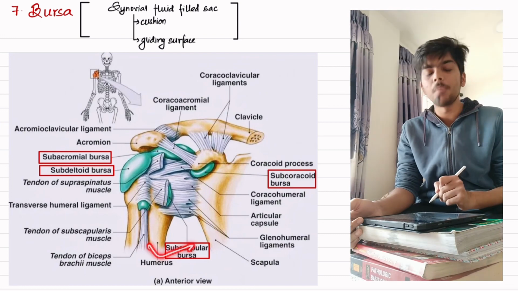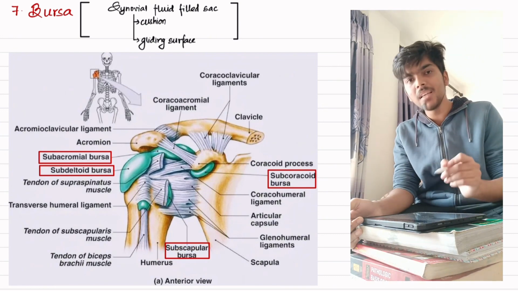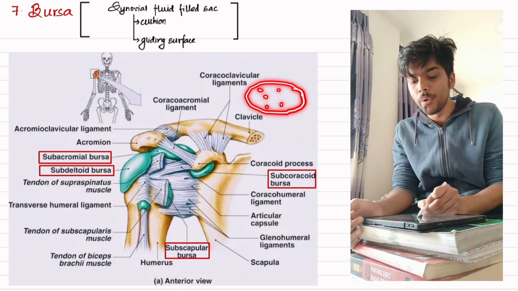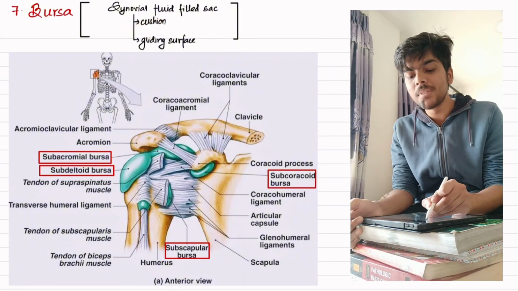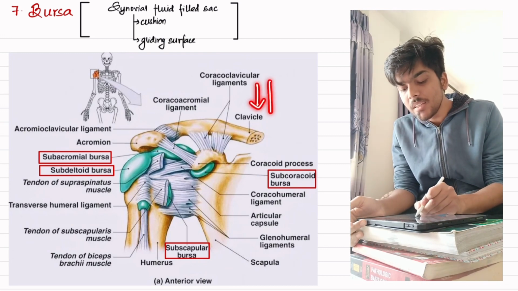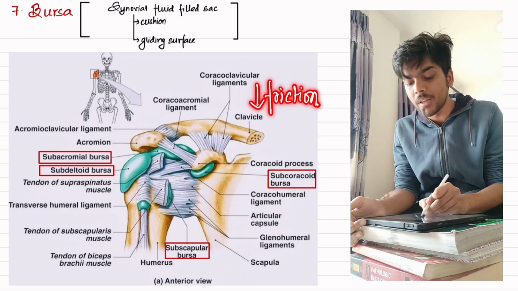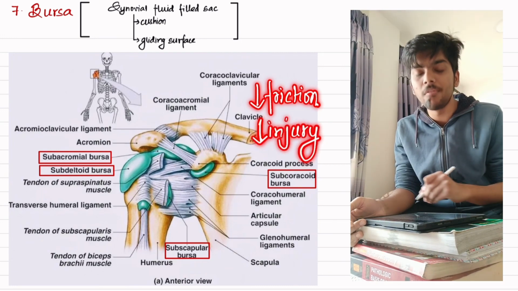By the way, what is bursa? Bursa is nothing but a sac that is filled with synovial fluid, and it provides cushion as well as forms a gliding surface for the joint so that the friction is reduced. So the whole point of bursa is to reduce the friction so that the possibility of injury is reduced at the level of joint.